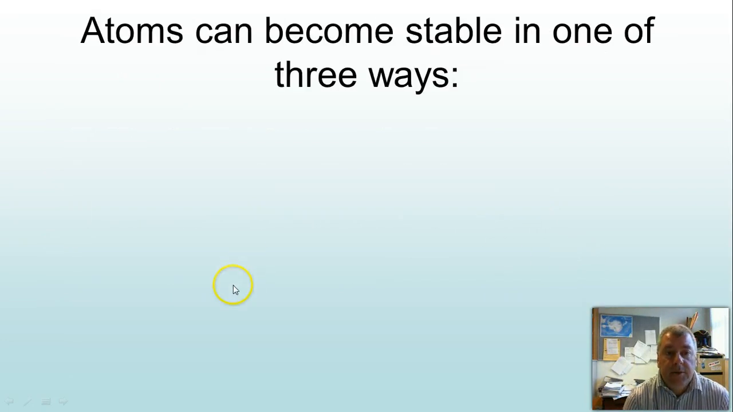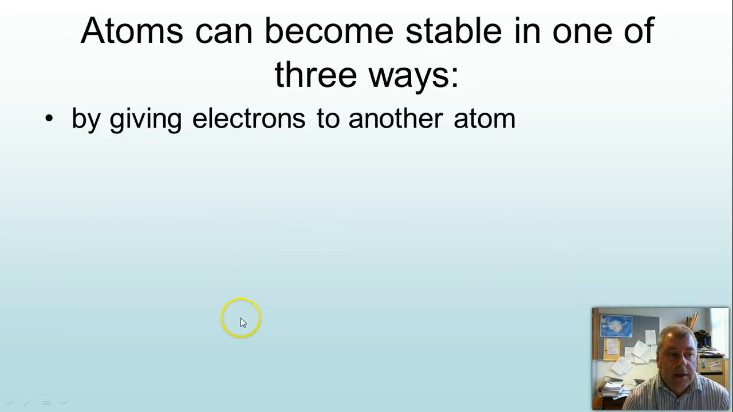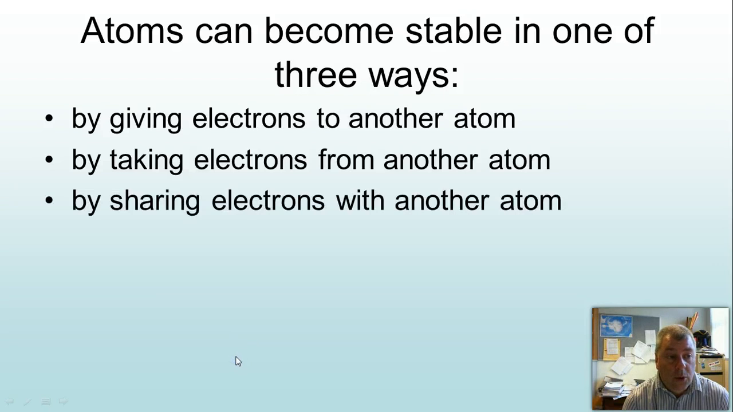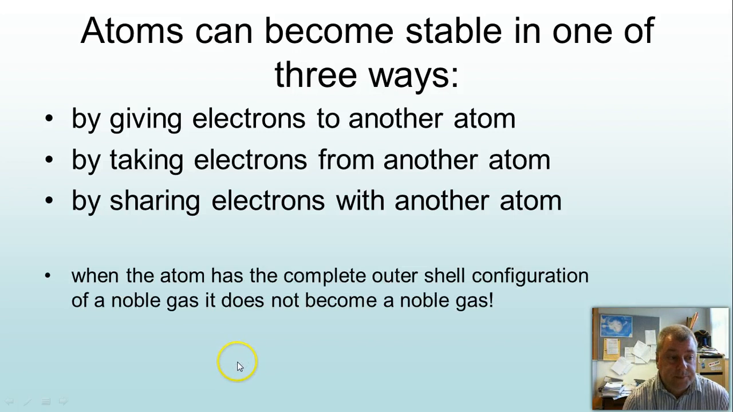Atoms can become stable in one of three ways. By giving an electron to another atom, because the electrons just don't disappear, they're out there. By taking electrons from another atom, or by sharing electrons with another atom. So you can give, take, or share. So giving electrons, taking electrons, sharing electrons.